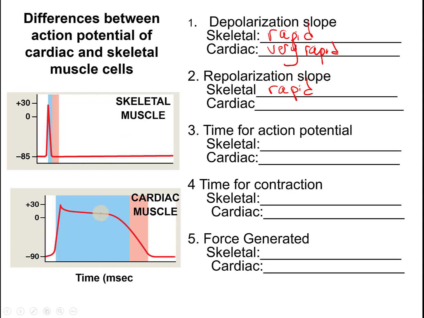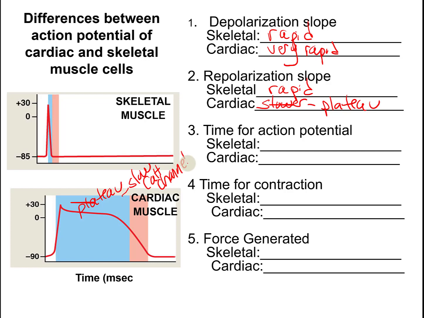But repolarization in a cardiac muscle cell is a lot longer. It's got a slower decline. And that's because of this thing called a plateau. So this is the plateau. Plateau is like a flat top of a rock or a mountain. And the reason it's slower is because of the slow calcium channels.